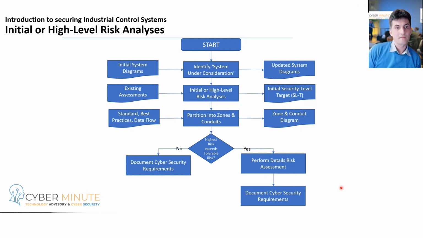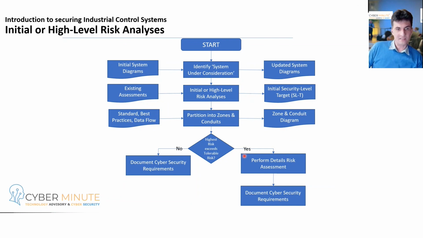The way it works with the initial risk assessment, we will do a very basic analysis of the information that we have, the system diagrams that we have, and basically we will try and put a security level target based on that high level risk analysis. We will partition this into zones and conduits. We'll have security level targets for each zone and conduit. And this is where it is somewhat different.